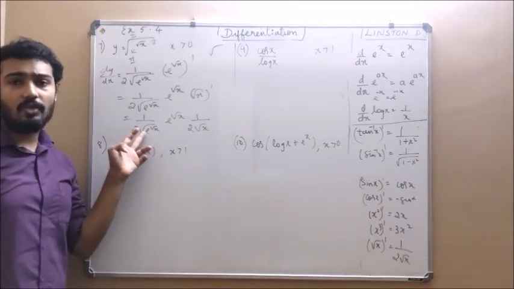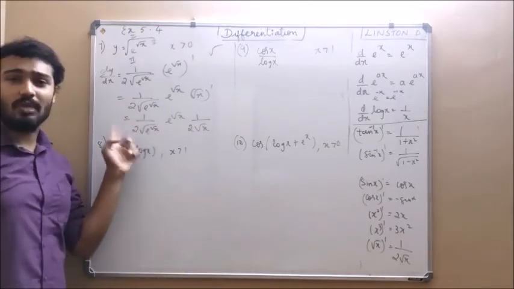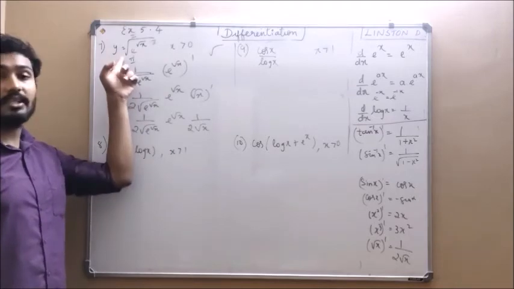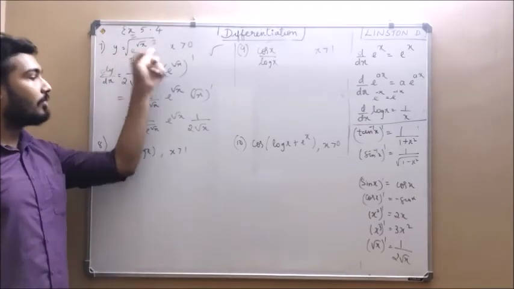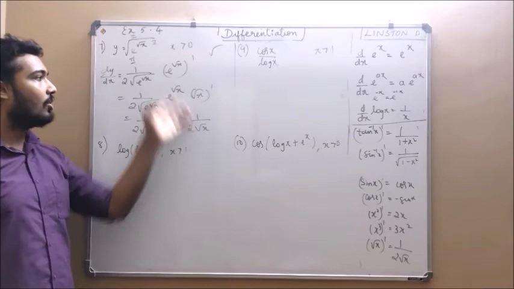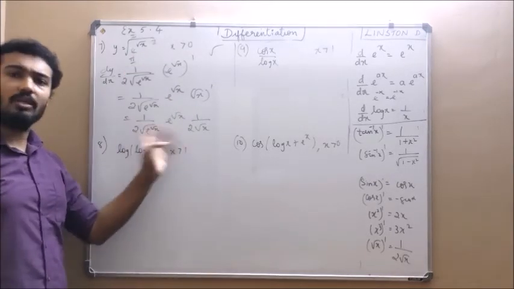By now you should be thorough with the chain rule. You can do this in one step directly. So first differentiate root x, then differentiate e power root x, then differentiate 1 by 2 root x. You need not write 3 steps, you can do it in one step only.